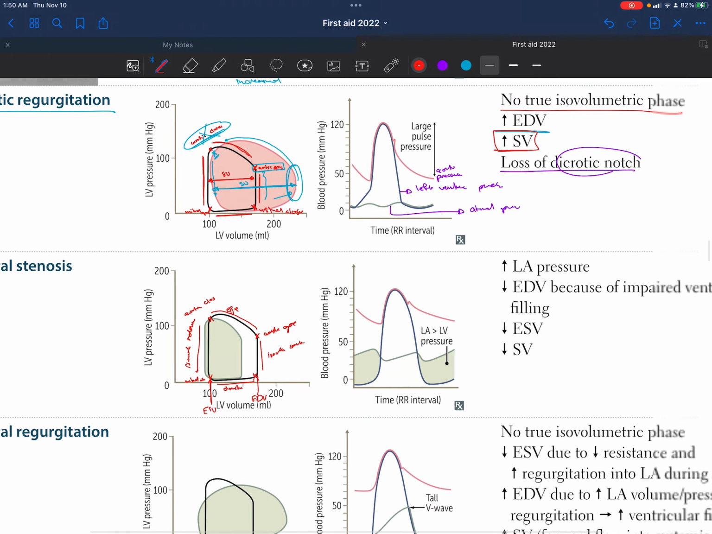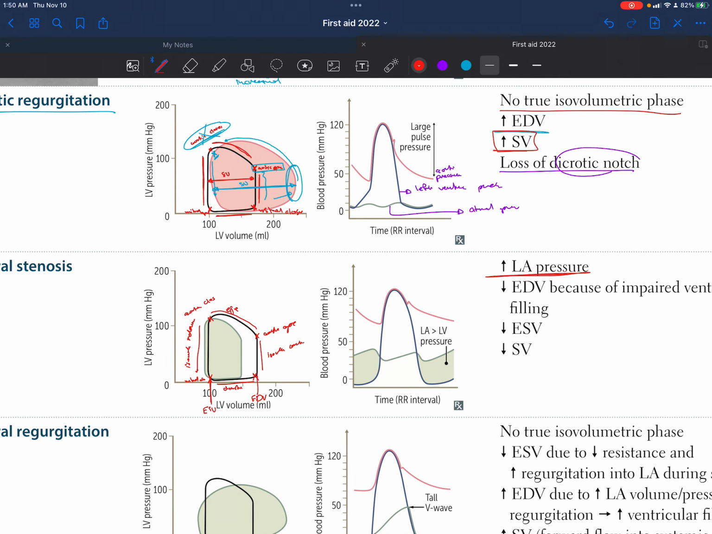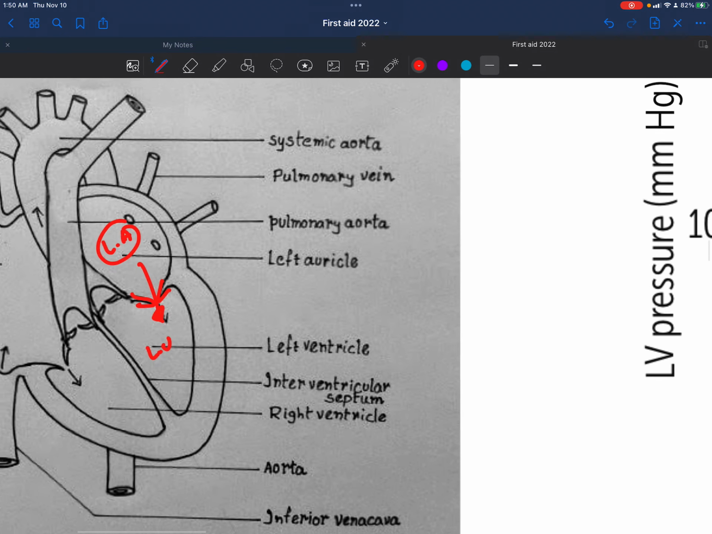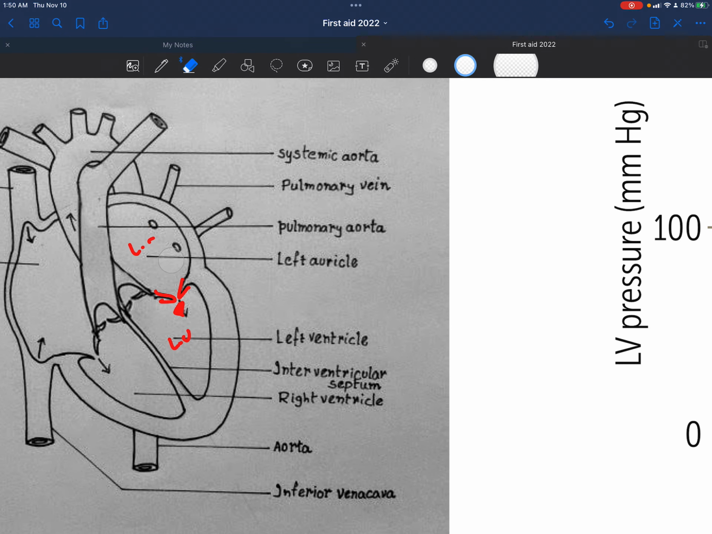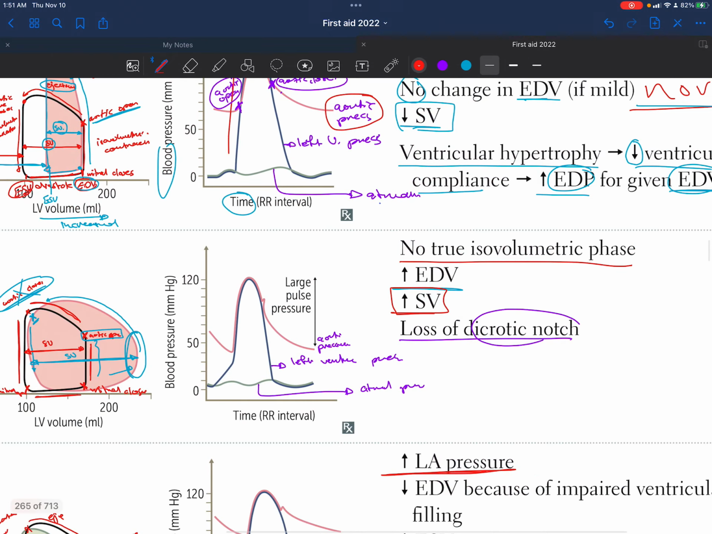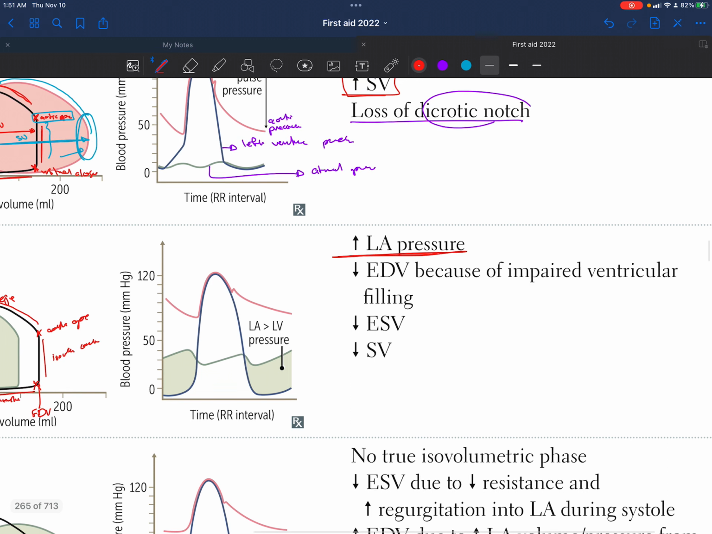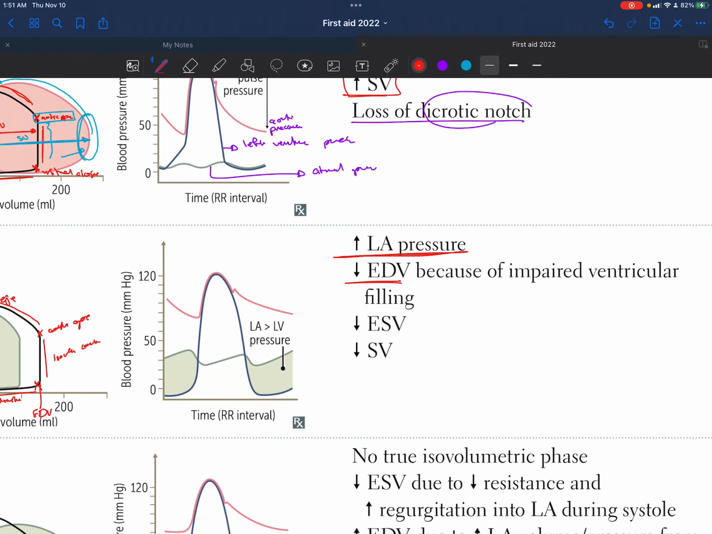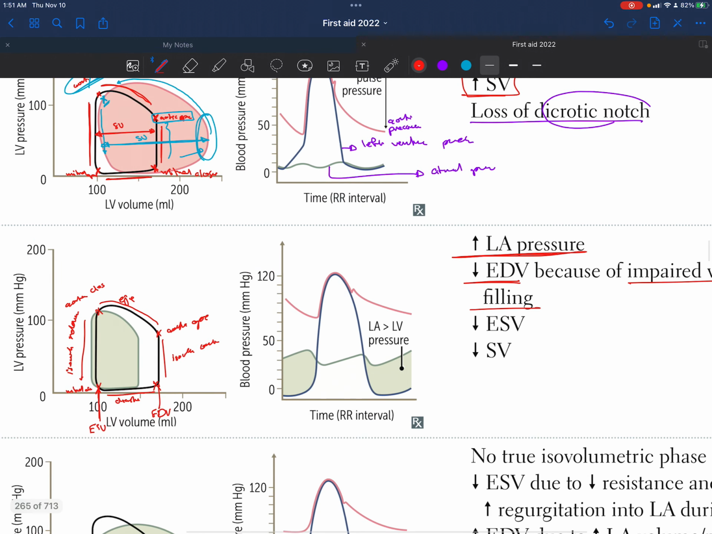But what is happening is there is an increase in the left atrial pressure because this valve is stenosed and it's really hard for the left atrium to push. So now the left atrium needs to develop a higher pressure in order to force this mitral valve to open. That's why we see the increased left atrial pressure, and there is a decrease in the end diastolic volume because of impaired ventricular filling. Now we have a problem.